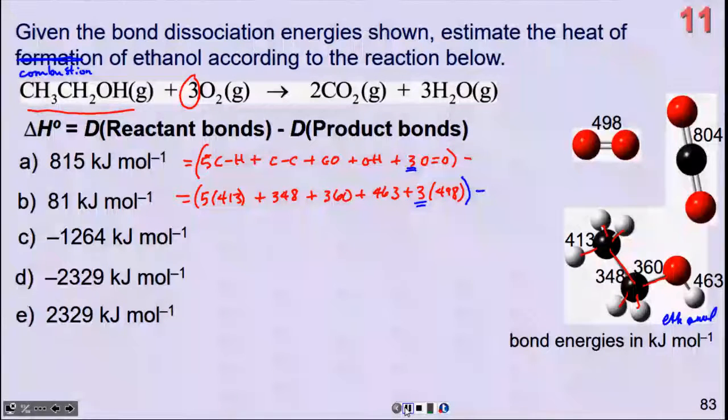Subtract now the product bonds. So what are the products? CO2 and water. Oh, good. Now we have to pay attention to coefficients. We'll get it right if we're careful. Be very careful. All right, so in the products, the bonds that we're breaking are in CO2, and there are 2 molecules, and each has 2 CO bonds, because there's 1 here and 1 here. And that value is 4 times 804.